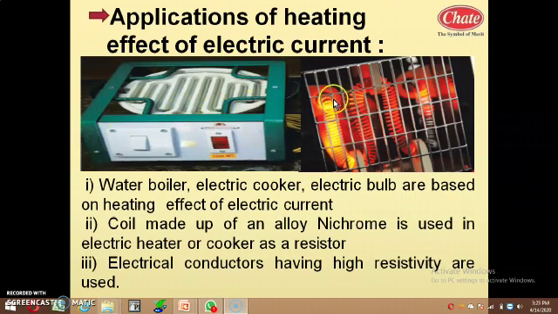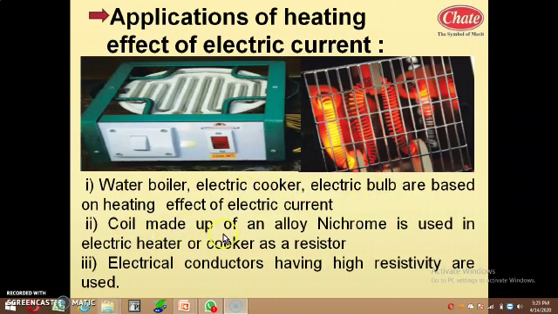So here is the picture of an electric cooker or electric heater. That is one example of heating effect of electric current. Water boiler, electric cooker, electric bulb are based on the heating effect of electric current. These are various electrical equipment which work on it.